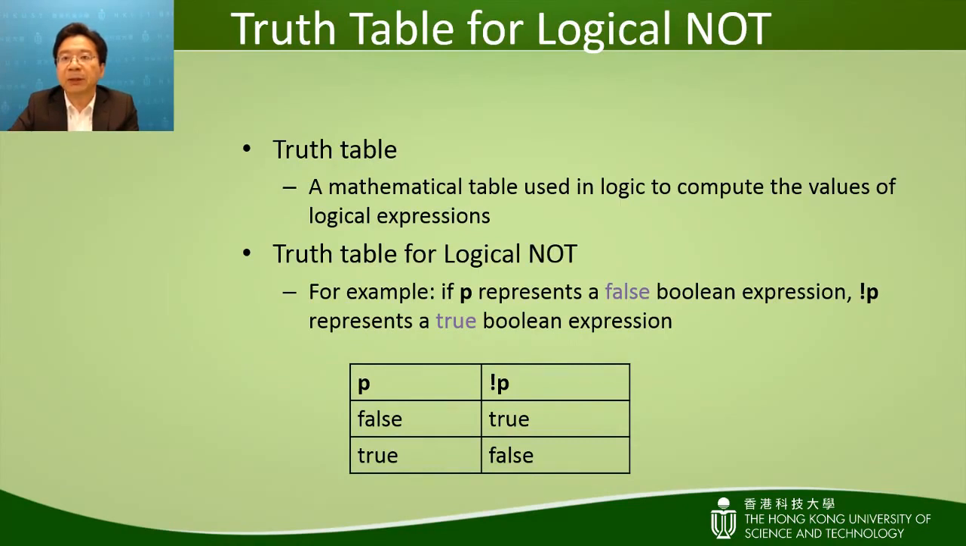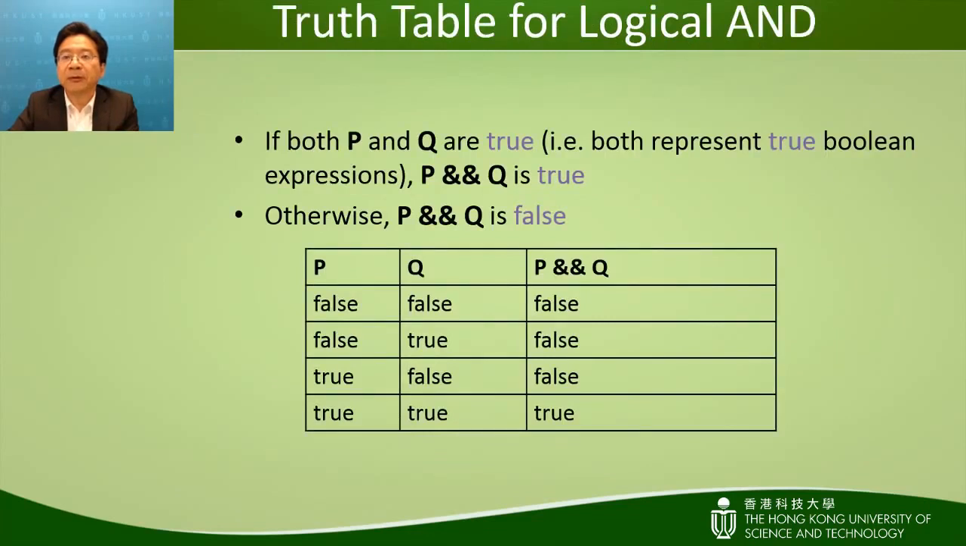Here is the truth table for the logical NOT operator. The logical NOT operator would reverse the truth value of the Boolean expression. That is, false would become true and true would become false. Here is the truth table for logical AND. Given two Boolean expressions P and Q, the logical AND between P and Q would return true if both of them are true. Otherwise, the result would be false.